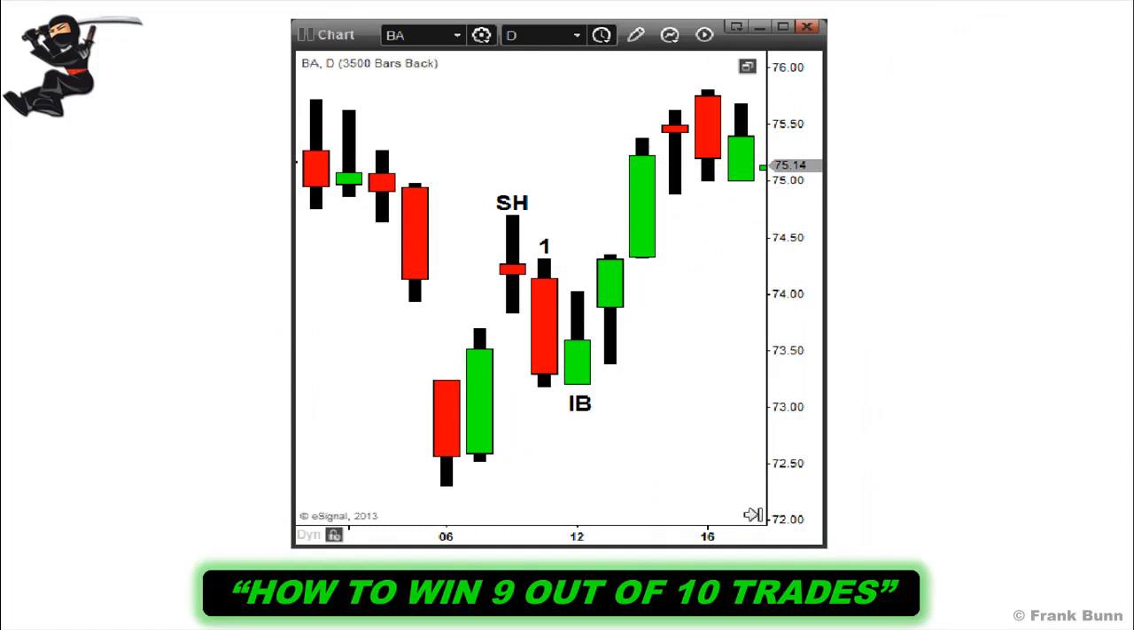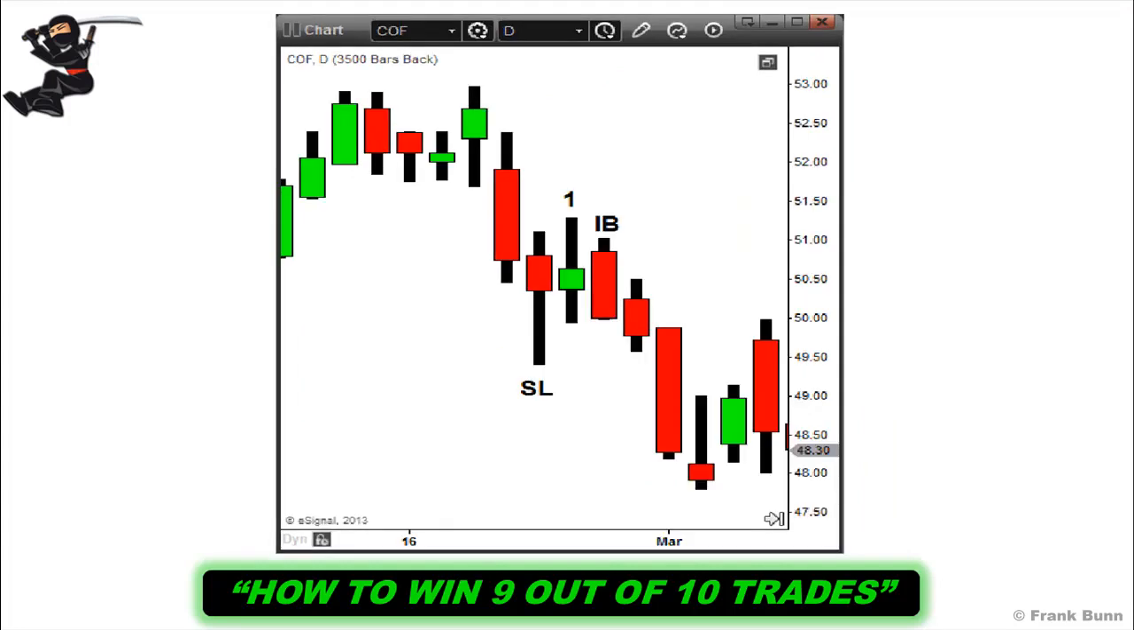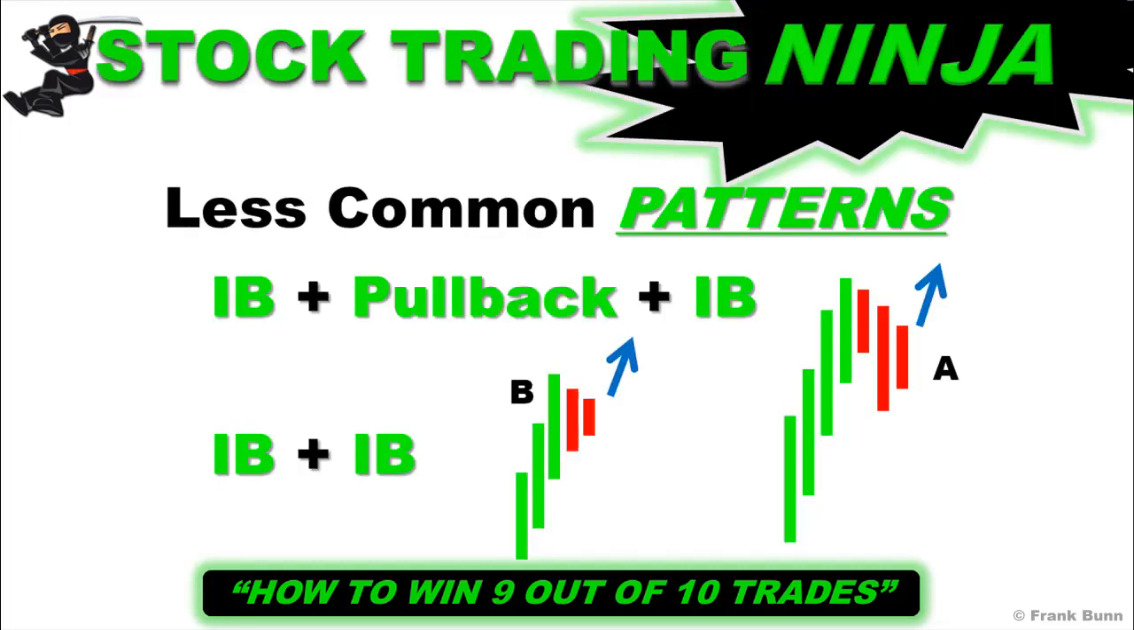Here we have a long version with the swing high followed by a 1-bar pullback and then a clear inside interval. And here is the inverse, a short swing low universal trigger followed by a 1-bar pullback and then an inside bar. Here are some less common evolutions for your consideration.